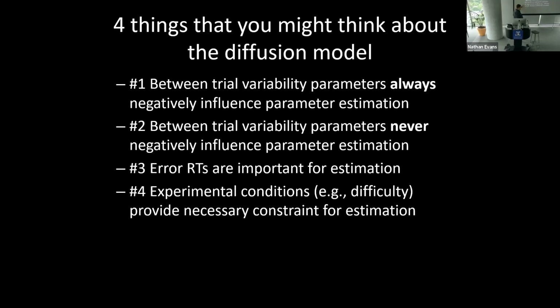And then this idea of experimental conditions, right? Another key thought is that experimental constraint can be key for estimation. To properly estimate, for example, SV, we probably need a drift rate manipulation, or to estimate SZ, we probably need a threshold manipulation, right? This idea that having different conditions with different difficulties or different speed-accuracy emphasis creates more constraint for the model and improves estimation. This also turns out to be false.